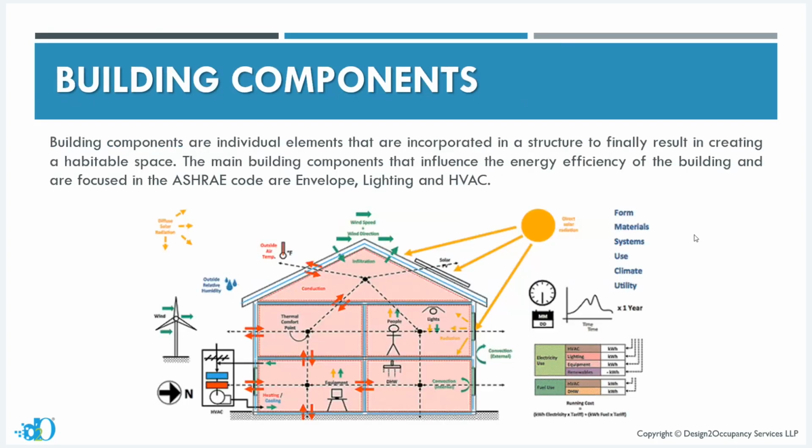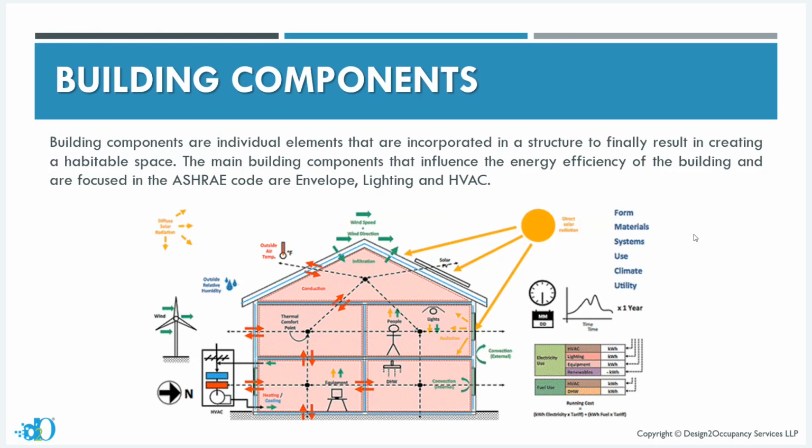Now let's talk about the building components. As you all know, for making a building, we need a lot of things. So the first thing is the material, what material we are going to use. That material can be cement, steel, paints, different sorts of paints.